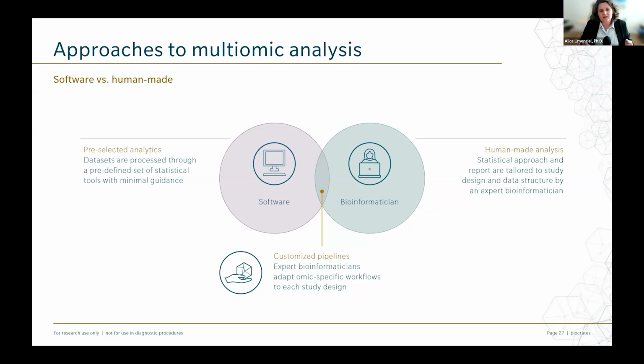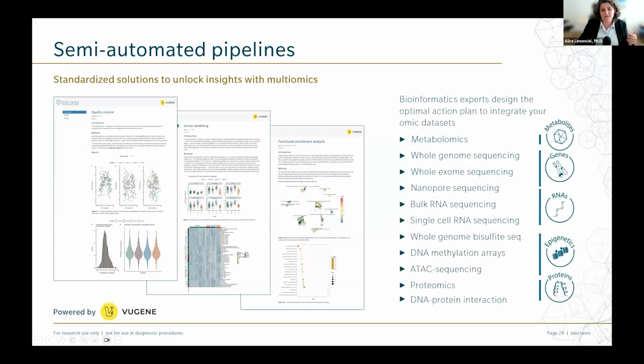What we're proposing at Biocrates is something that's at the interface of those two, where we have teamed up with a team of bioinformaticians who have semi-automated pipelines for all sorts of omics. And then they run those pipelines. They're very tailored to the type of omic, and then they do the integration together. It's very quick, but there's always a bioinformatician that checks the workflow, that checks that it makes sense for the study design, and this is what we liked a lot about it.